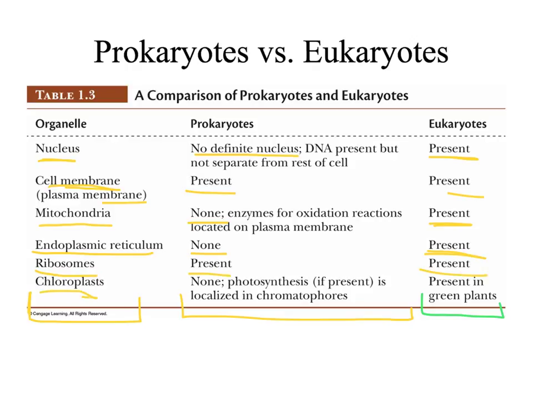And then chloroplasts. Remember that chloroplasts in eukaryotic cells are present in green plants. But in prokaryotic cells, we do not have the presence of chloroplasts. So if there is photosynthesis, it's localized in chromatophores, special molecules that are going to be present to take care of that.